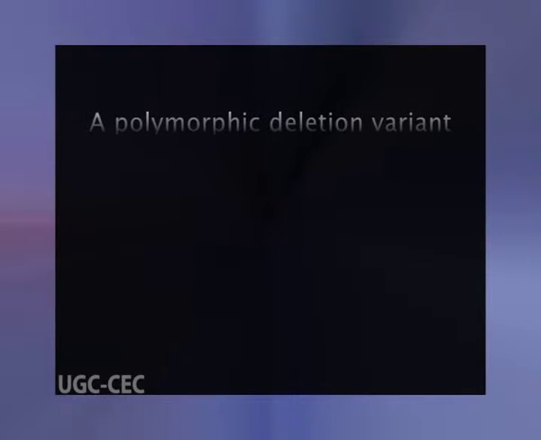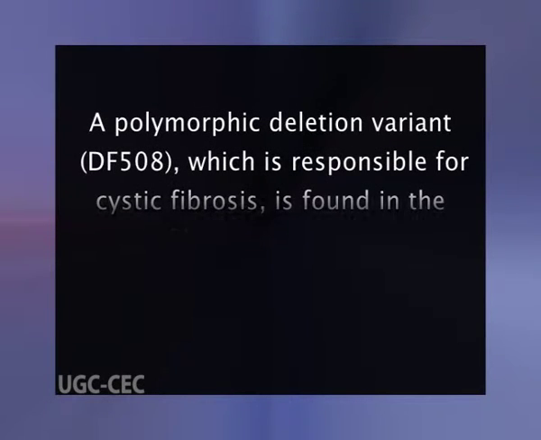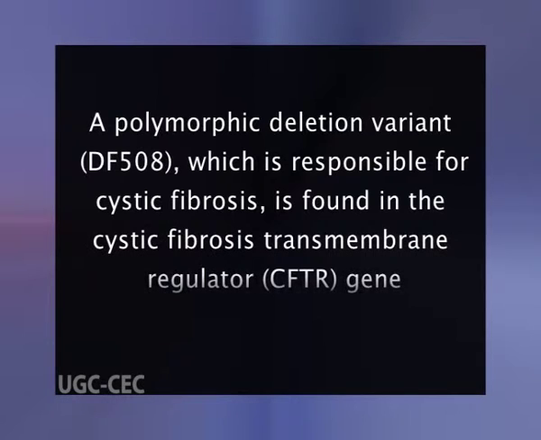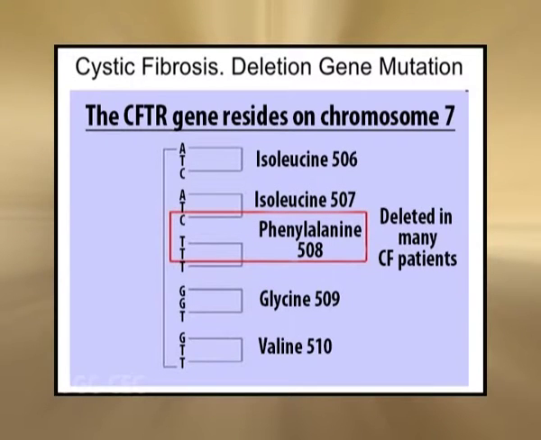Deletions. It involves deletion of one or more bases. A polymorphic deletion variant DF548, which is responsible for cystic fibrosis, is found in the cystic fibrosis transmembrane regulator gene. This variant arose by deletion of 3 base pairs at codon 548 in a functionally important domain of the protein, resulting in the loss of the amino acid phenylalanine at this site.